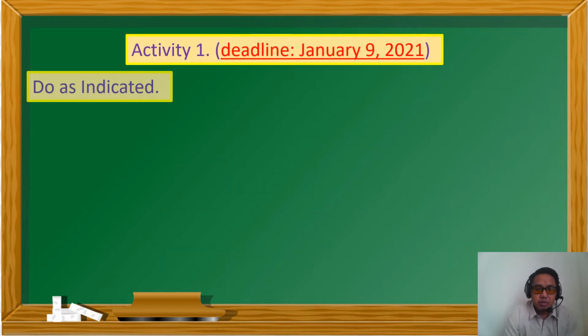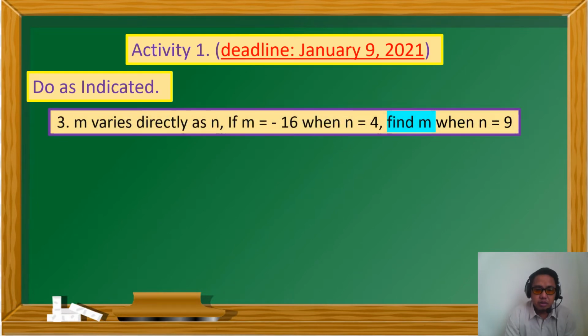Okay. So, last activity: m varies directly as n. If n is equal to negative 16, find m. After this one, don't forget the steps: find the value of k, the COV, and then the EOV, equation of variation, and then substitute 9 in the EOV. So, m should be equal to negative 36. I hope you got it, guys.